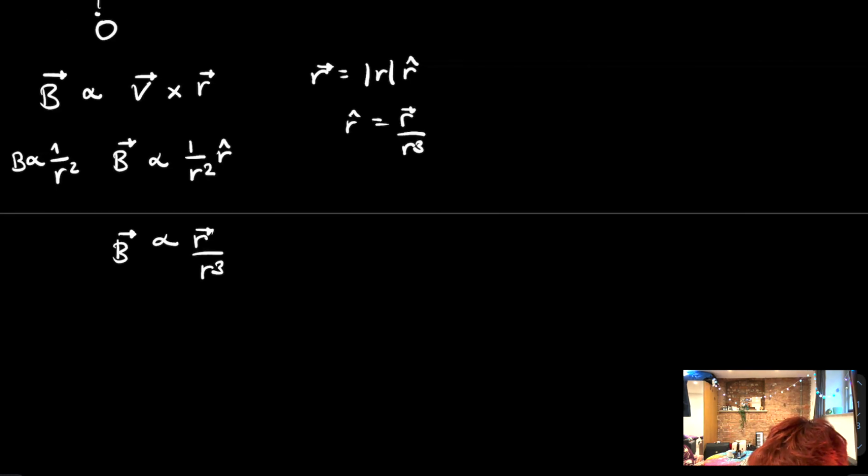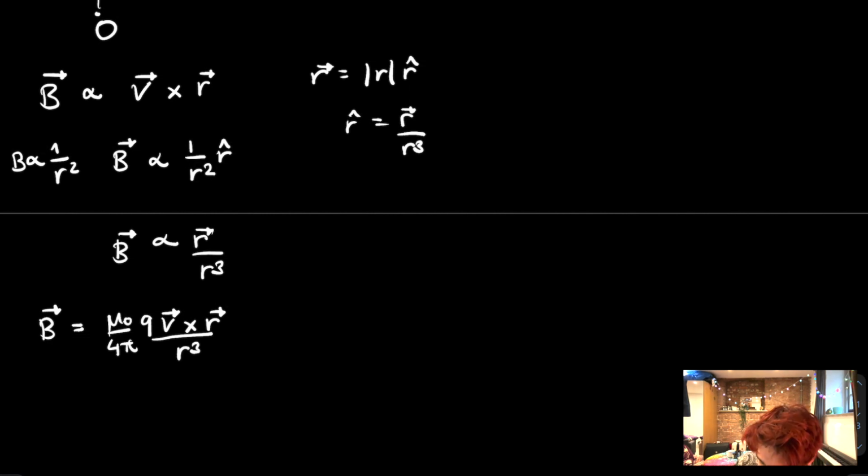So taking our equation, you can actually write that B vector is equal to mu naught over 4 pi times q multiplied by our velocity vector right here, so now we're on to the vector part, cross-producted with our position vector, r right here, divided by r cubed. That's an equivalent way of expressing it using what we just did up here, but more commonly it will be written like this.